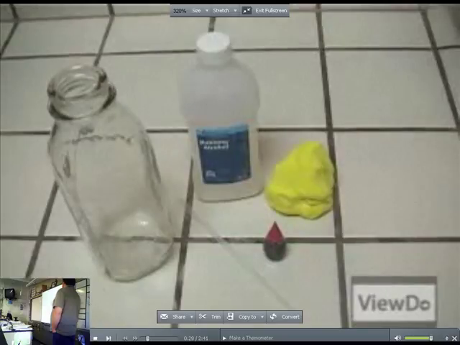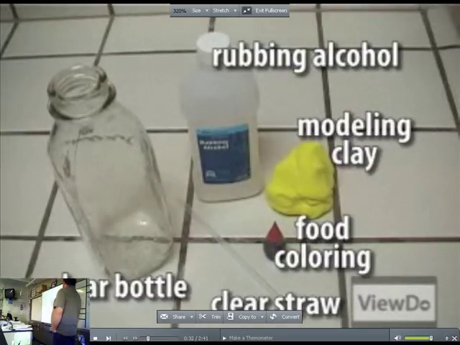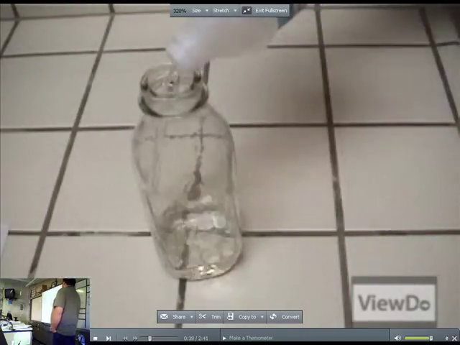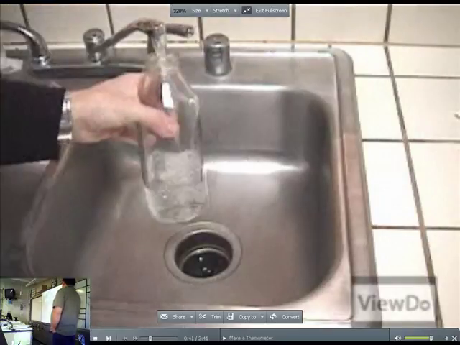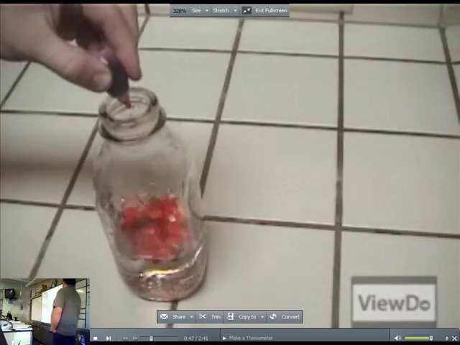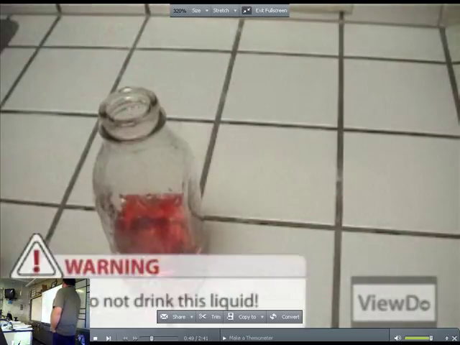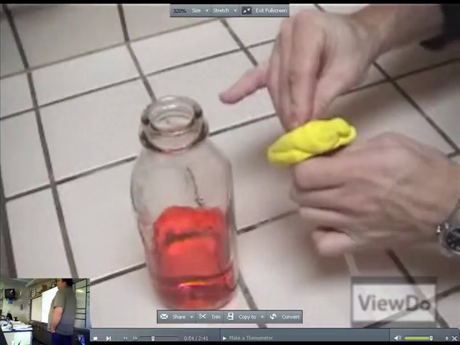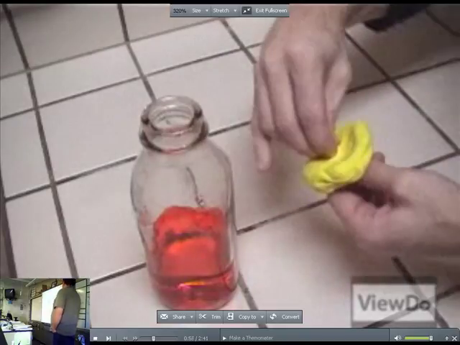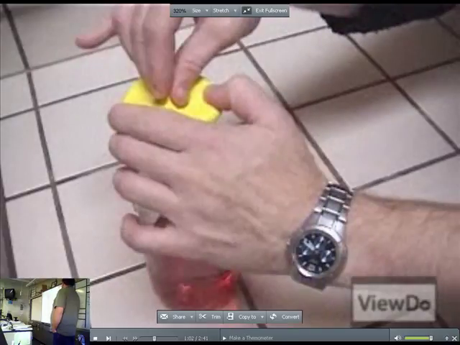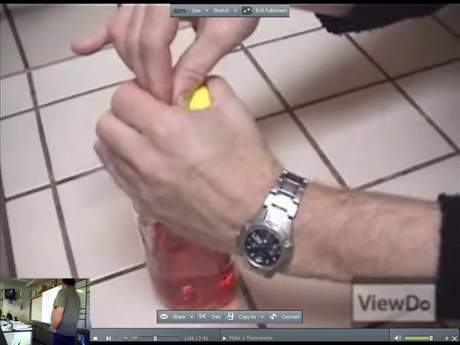To build a simple thermometer, you'll need a clear bottle, rubbing alcohol, modeling clay, food coloring, a clear straw, and some water. Start by filling your bottle with equal parts rubbing alcohol and water, so the container is about 1/4 full. Add some food coloring so you can see the liquid better. Warning, do not drink this liquid. Wrap the modeling clay around the straw as so. The goal is to make a top for the bottle so the straw is suspended in the liquid but not touching the bottom. Seal the clay around the opening of the bottle so that no air may escape.